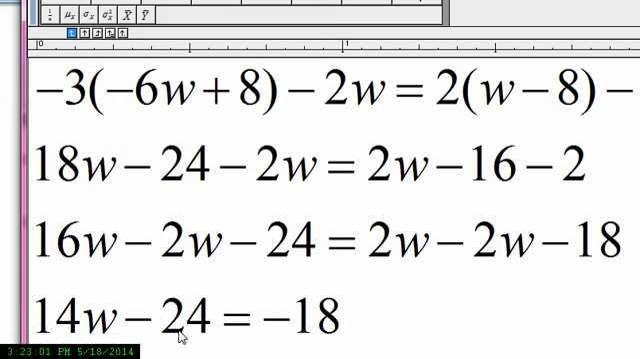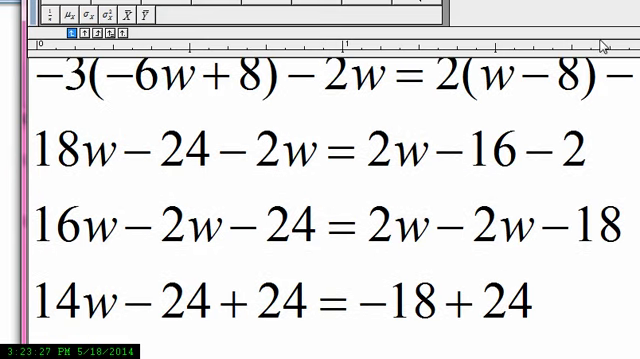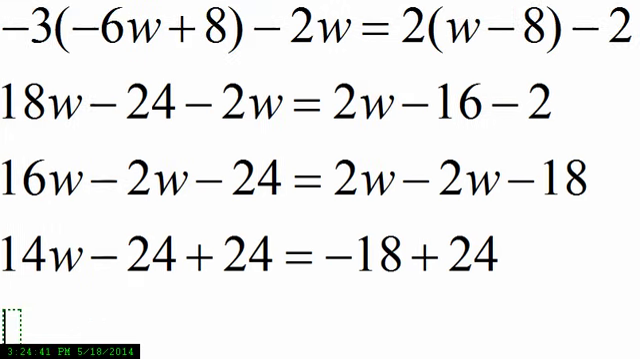Then I have the negative 24 and the 14W, so I want the subtracted 24 on the other side, so I'm going to add a 24 to both sides. On the left, the positive 24 cancels with the subtracted 24, leaving me with 14W. Let me move this so you can see. Now you have 14W equal to negative 18 plus 24, which leaves us with 6.